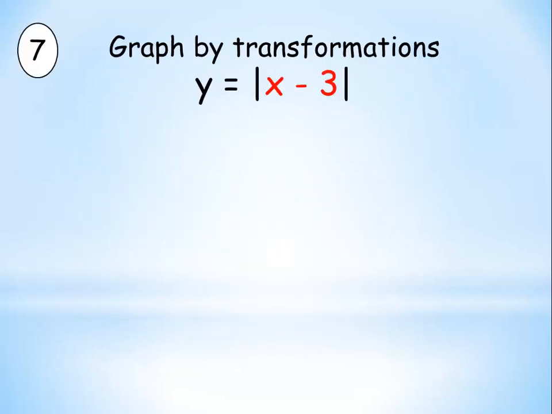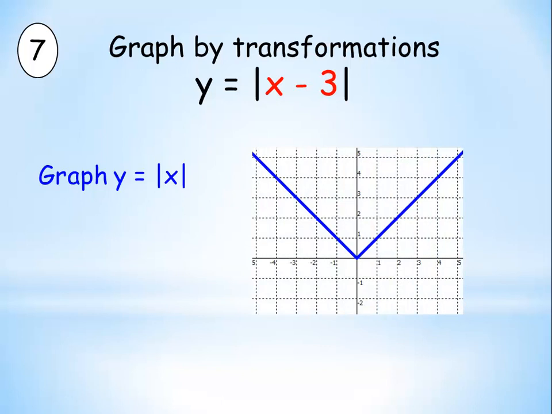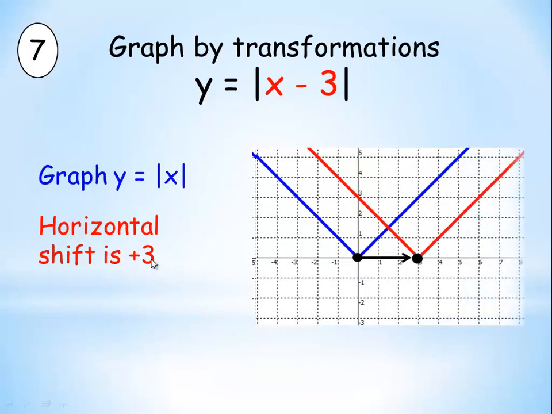Let's graph y equals the absolute value of (x minus 3). Begin with the parent graph. Then take care of the horizontal shift, which this time is +3. You realize that of course it's the opposite of the number you are looking at. We see x minus 3, so the horizontal shift is +3. The new vertex is (3, 0).